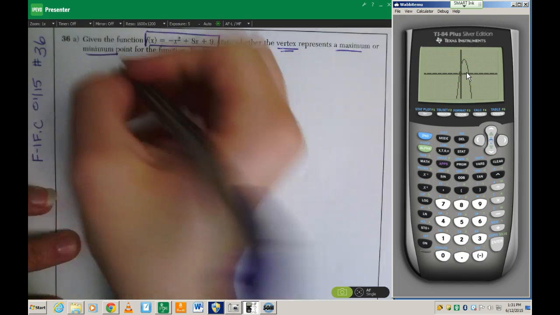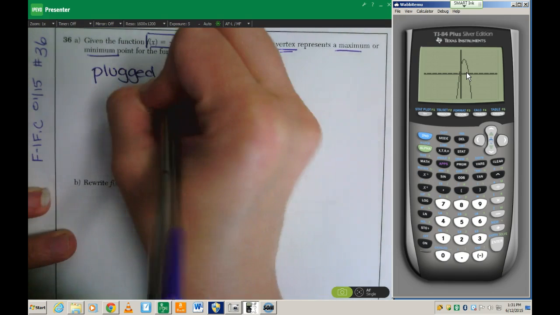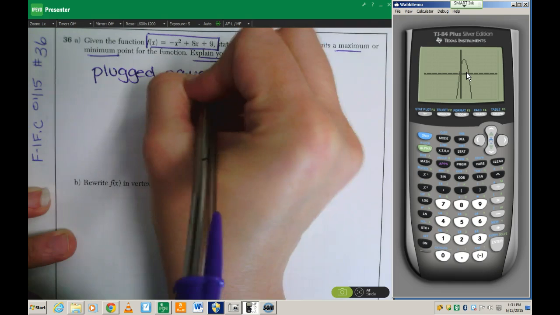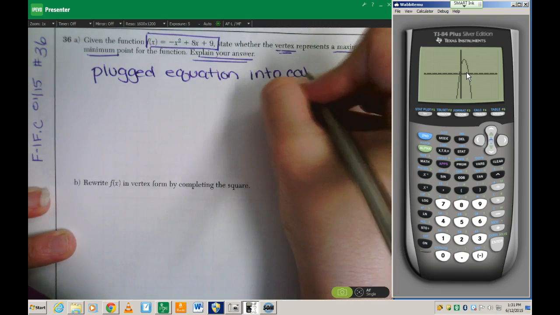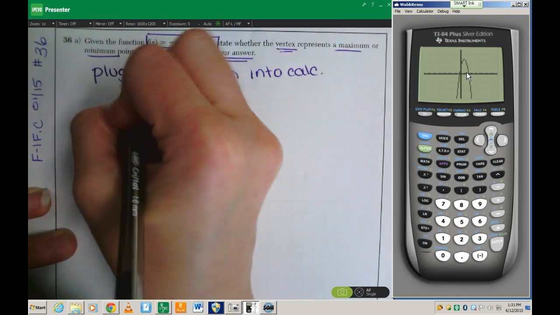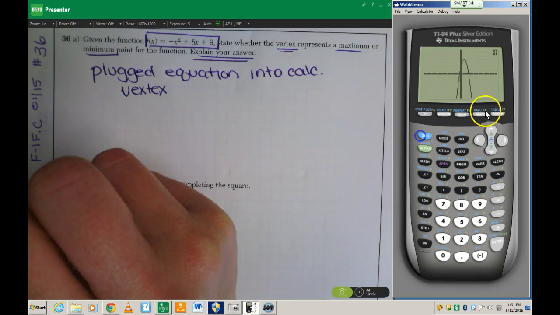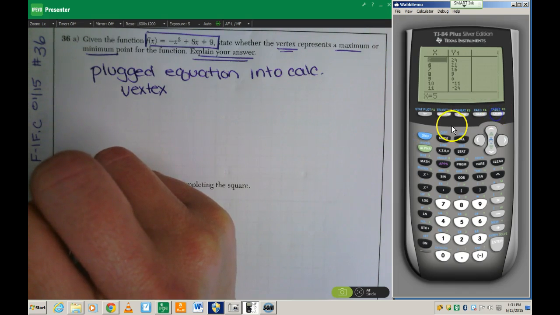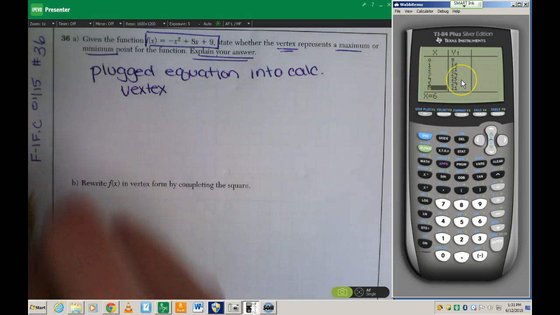So what it is, plugged equation into calc, vertex. You know what? If we really want to be wonderful, we can go to the table. Whoops. There we go. And we can see where the turning point is. So we go up 9, 16, 21, 24, 25, 24. So we know our turning point is at (4, 25).